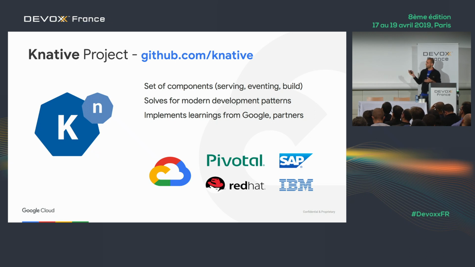It's an open source project that came from Google, but now a bunch of other companies like Red Hat and IBM are contributing to it. And it's basically a set of components that you can take and install on top of Kubernetes so that you can run serverless workloads on top of Kubernetes. So these components, there's serving, eventing, and build that we'll go through. And it basically comes from Google's learnings of running this kind of workloads internally and then exposing it as an open source project.